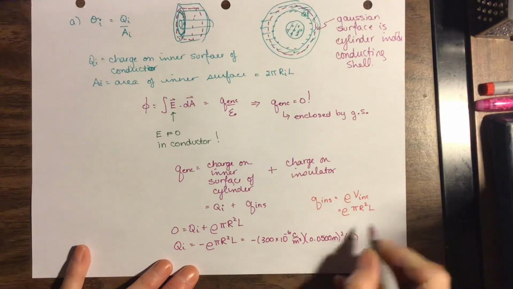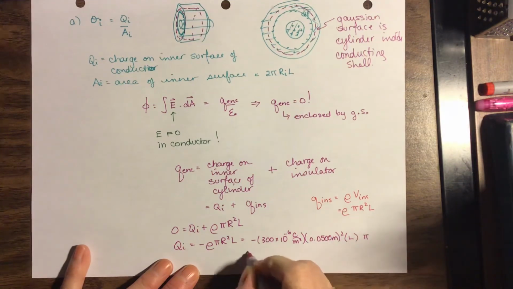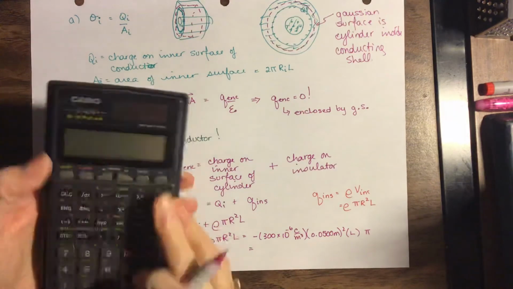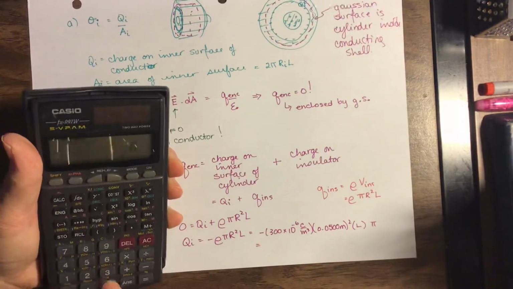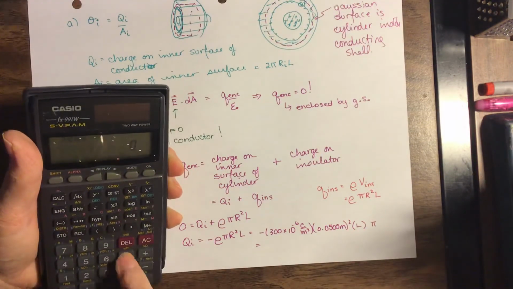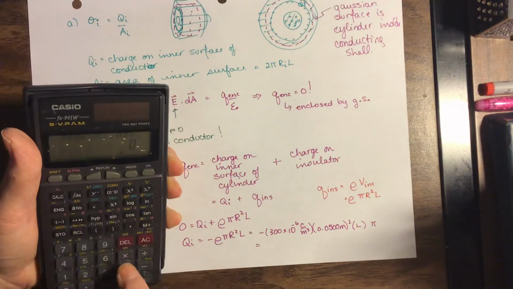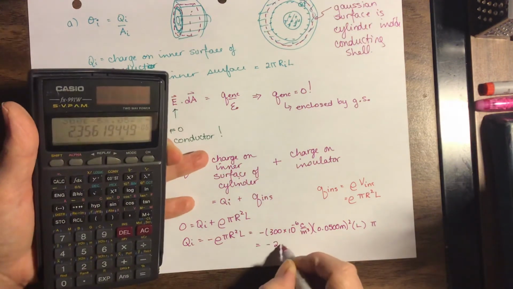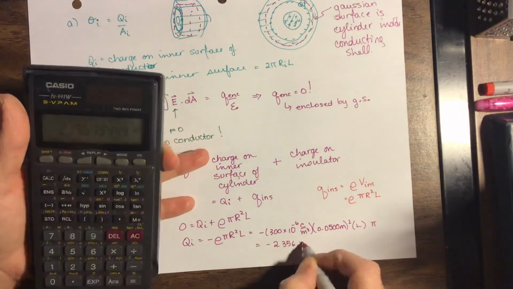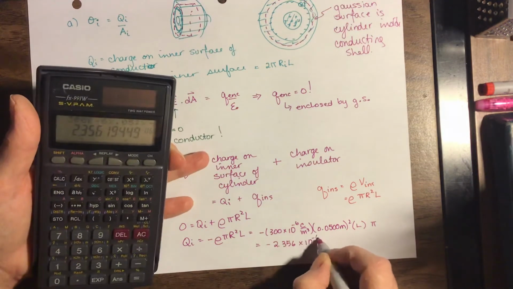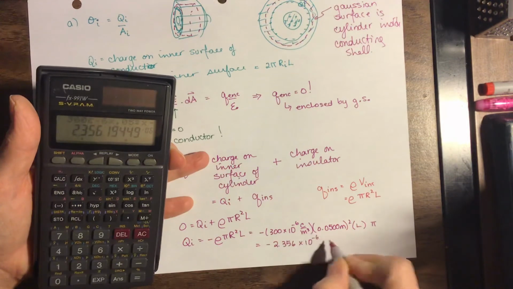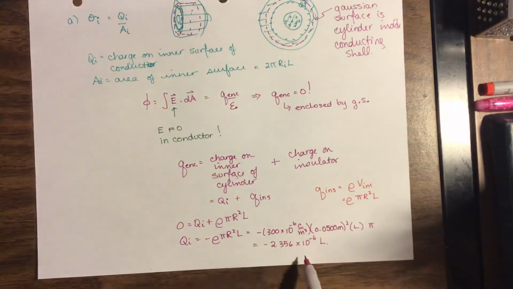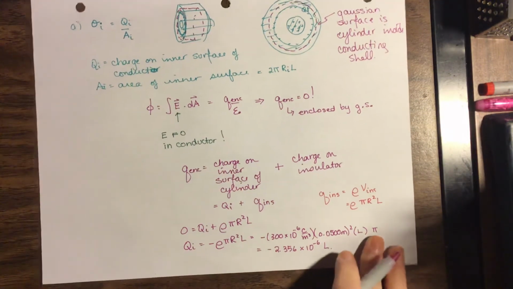Oh, and I dropped my pi times pi equals 300 exponent minus 6 times 0.05 squared times pi equals minus 2.356 times 10 to the minus 6 times the length. So that's the net charge on the inner surface of my conductor.